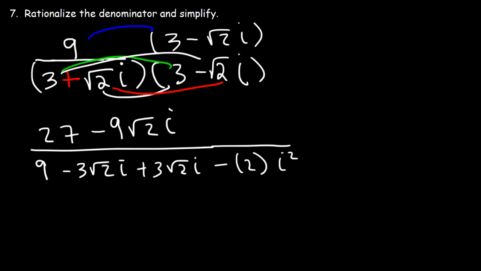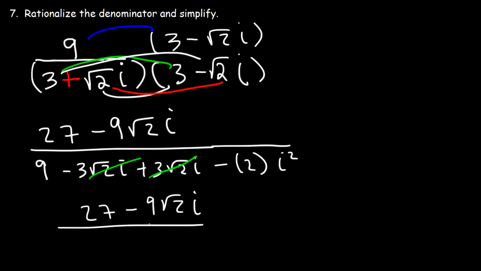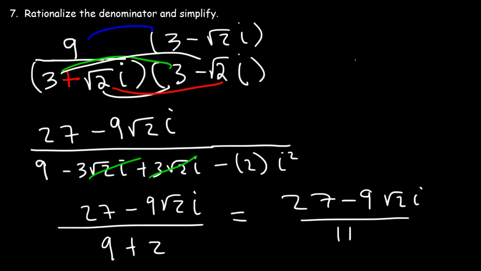Now the two middle terms, negative 3 plus 3, will add to 0. And negative 2i squared will become positive 2, since i squared is negative 1. And 9 plus 2 is 11. So the final answer in a plus bi format is 27 over 11 minus 9 root 2 over 11 times i. And so that's it.